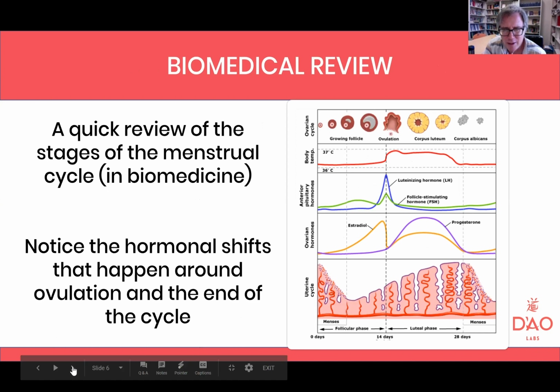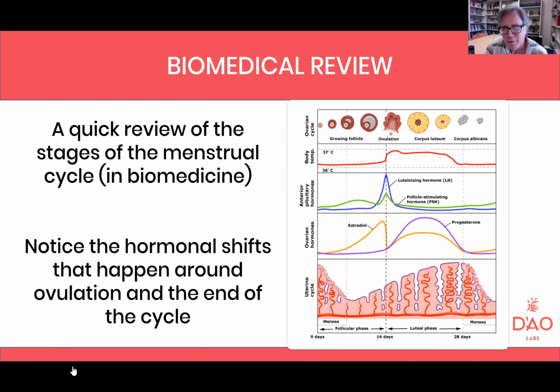Let's go to the next slide and do a quick little review of the biomedicine understanding of the menstrual cycle. And not that we want to get too deep into this, but I think it can be a little bit helpful here for some things I want to talk about down the line. But you'll notice in the diagram on the right that we can think of the menstrual cycle as happening in a couple of different stages, and at a minimum, you might think of the follicular stage and the luteal stage.